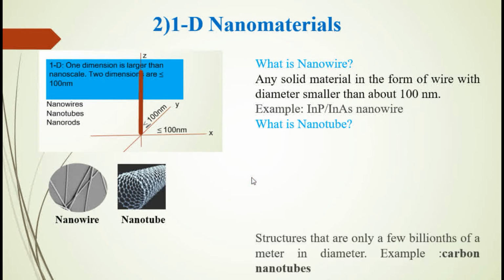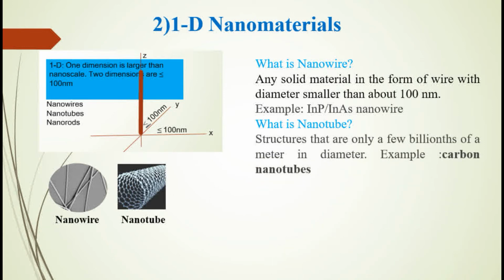Another example we can give is the nanotube. So what is a nanotube? Structures that are only a few billionths of a meter in diameter. Example, carbon nanotube. The prototype of a nanotube is, you can imagine, the refill of a pen, which is small in diameter and the length is more. Another example is gold nanorods. See, these are rod-like structures. Diameter is very small and the length is more.